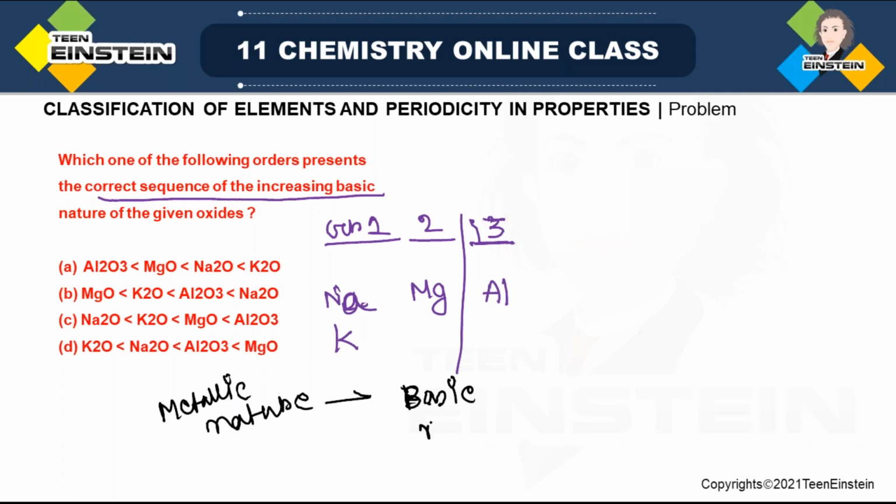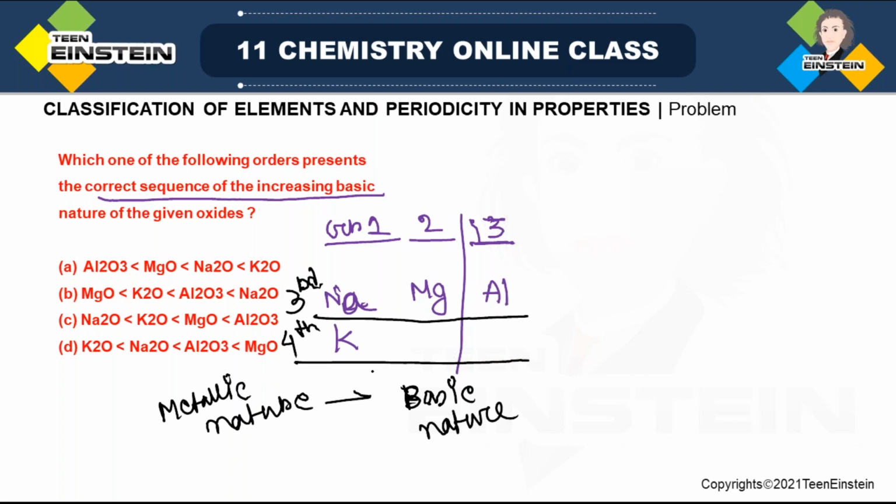So what you should do, you should first find which element is maximum basic. Now down the group, metallic nature increases. Sorry, I am trying to say which element is maximum metallic, just focus on that. So when you are moving down, because these three elements are group period 3. This is third period. This is fourth period. So only potassium is from this period.